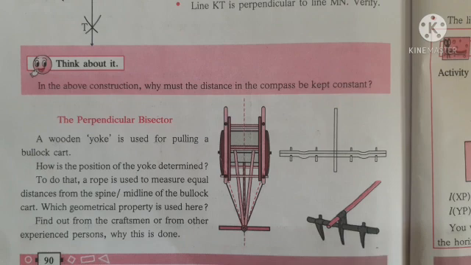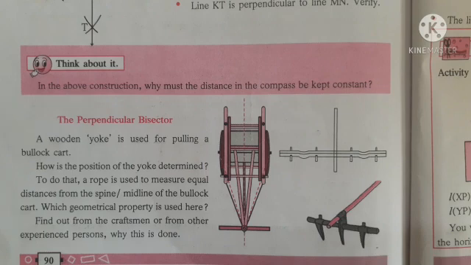A wooden yoke is used for pulling a bullock cart. How is the position of the yoke determined? To do that, a rope is used to measure equal distances from the spine midline of the bullock cart. Which geometrical property is used here? Find out from the craftsman or from other experienced persons why this is done.